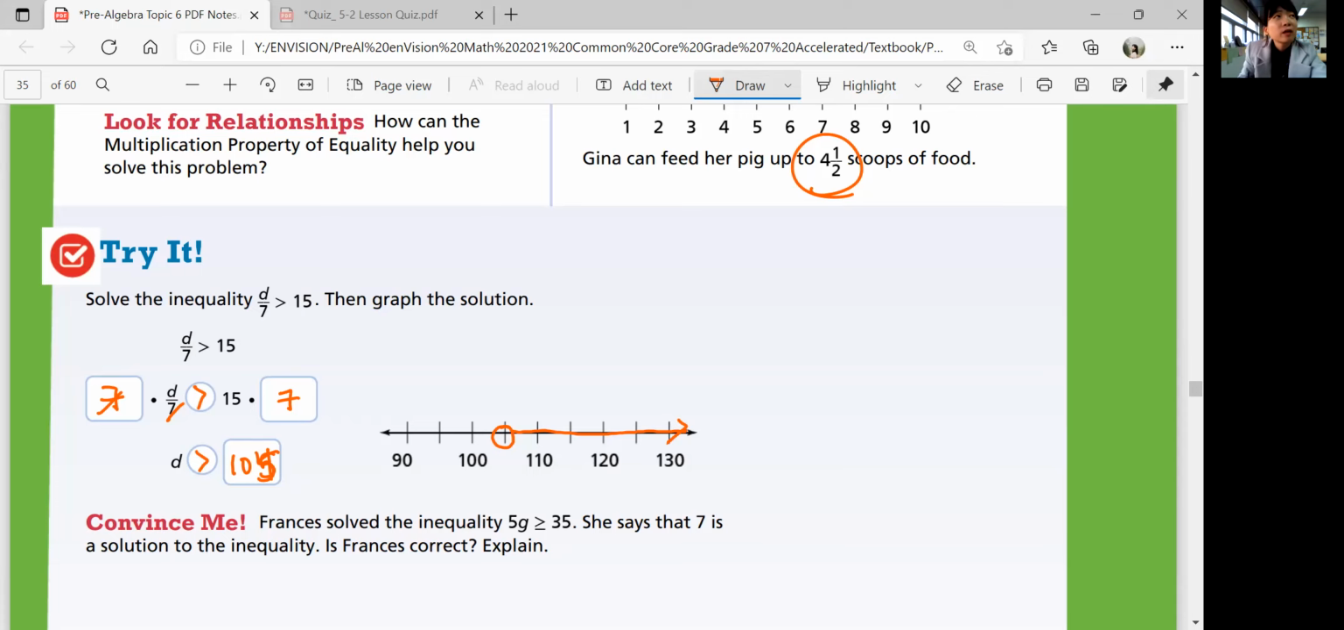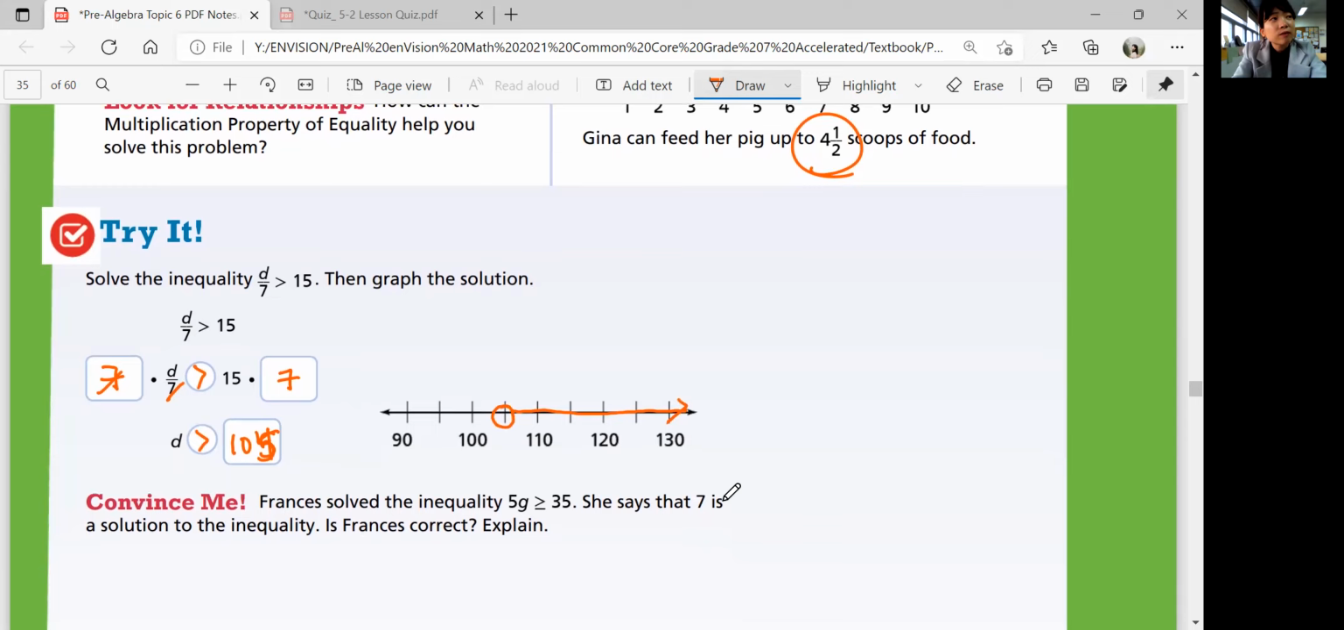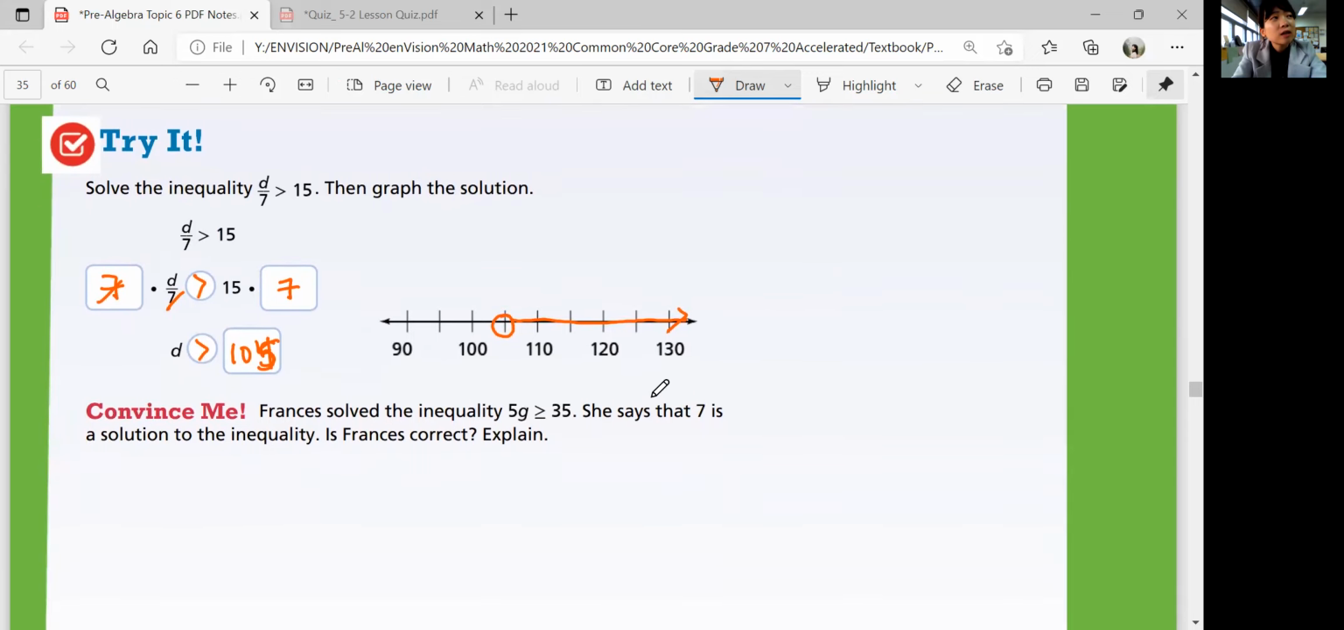Okay, convince me. Frances solved the inequality 5g greater than or equal to 35. She says that 7 is a solution to the inequality. Is Frances correct? Okay, so let's solve for it. 5g greater than or equal to 35. Divide both sides by 5. And then you'll get g is greater than or equal to 7.